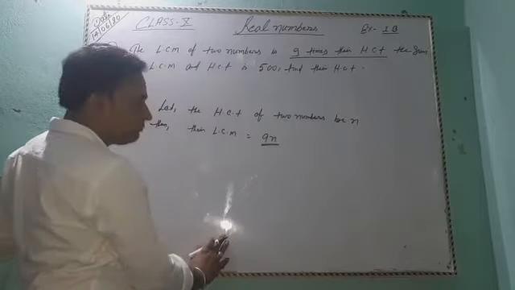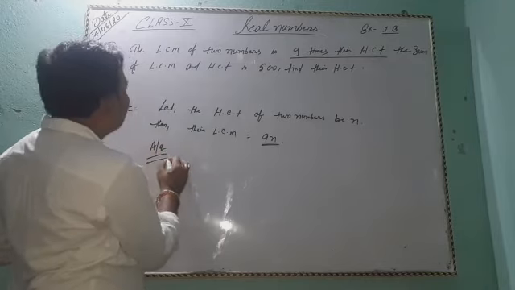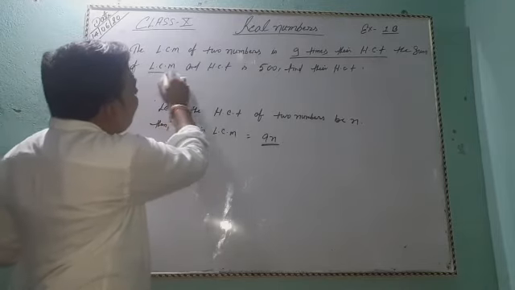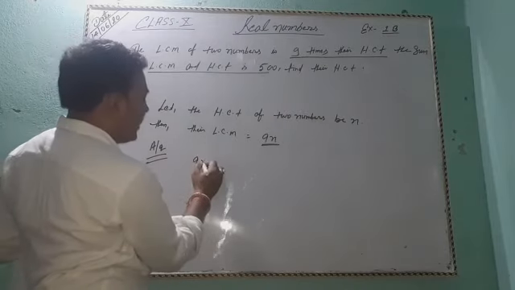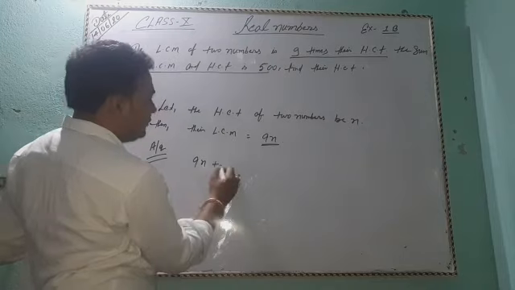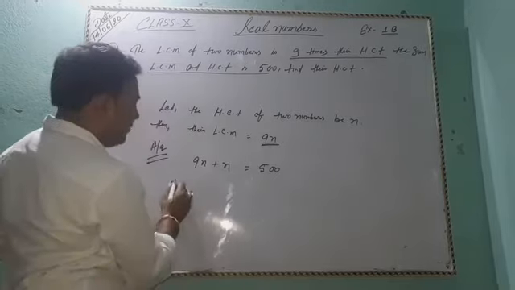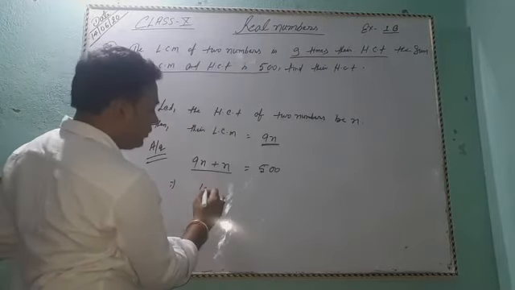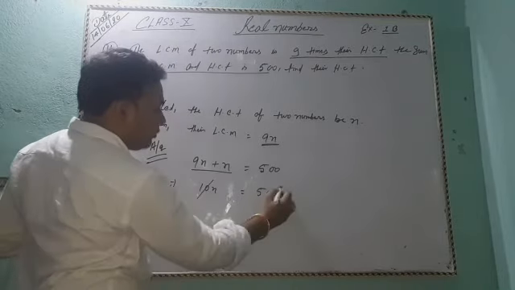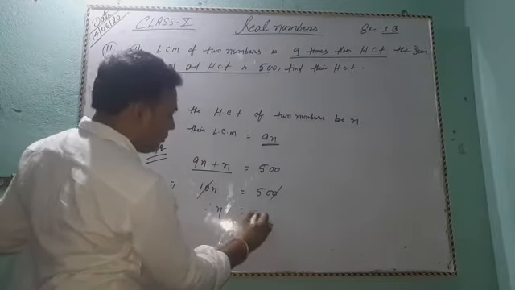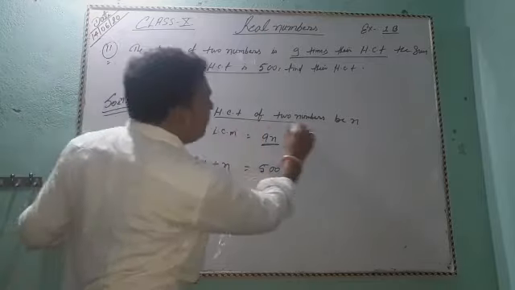According to the question, the sum of LCM and HCF is 500. The sum of LCM and HCF means 9x plus x equals 500. This implies 9x plus 1x equals 10x. 10x equals 500, the zeros are cancelled, so x equals 50. And x is the HCF of the two numbers.